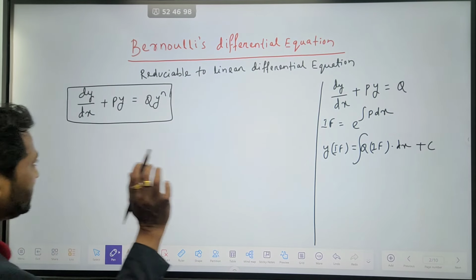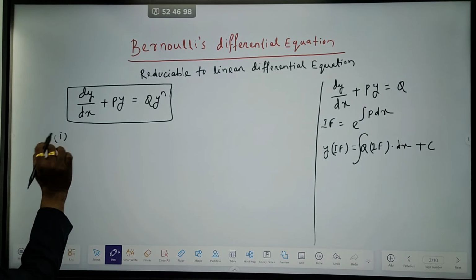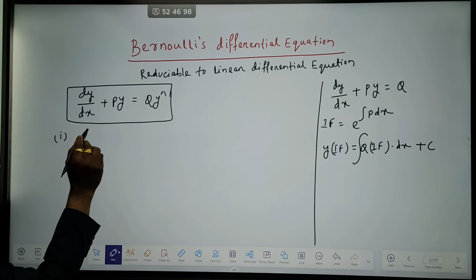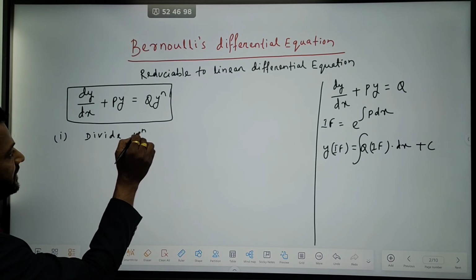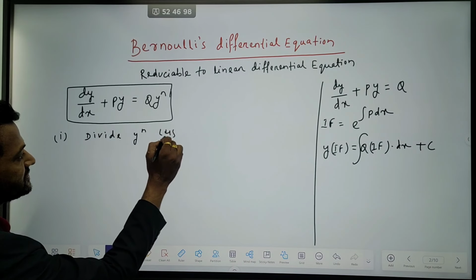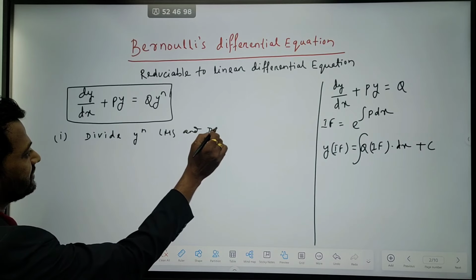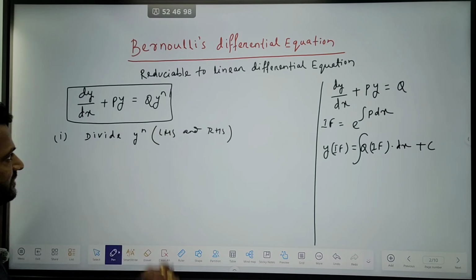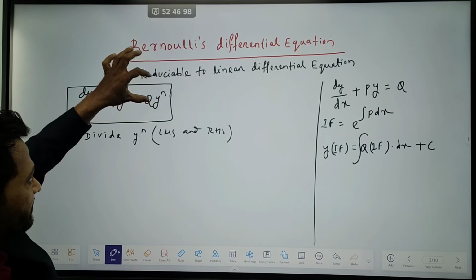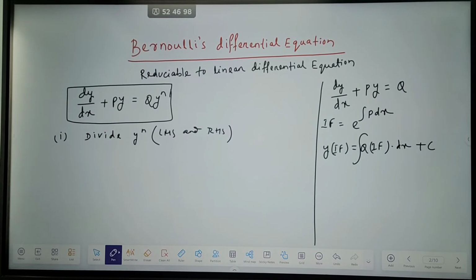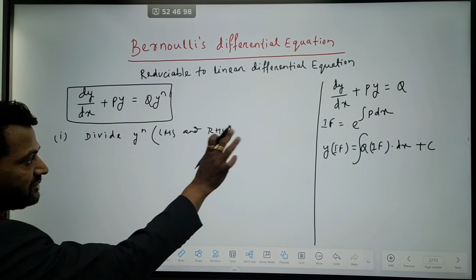Okay. So there are some steps we need to follow. The point is very important. First step is divide y to the power n in LHS and RHS. So mostly इसमें क्या होता है ना, y square होता है. Most of the questions में y square होता है. You divide y square in LHS and RHS. Then तुम्हें एक equation मिलेगा that you have to write.